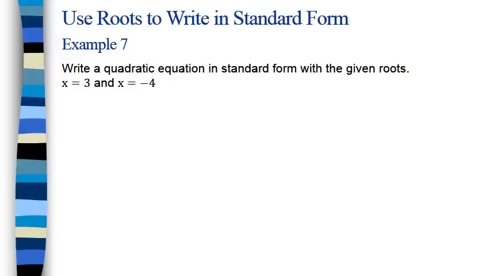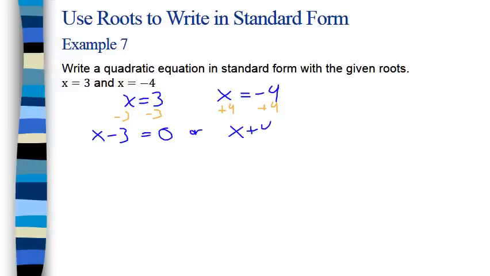Okay, so let's do an example. So if x equals 3 and x equals negative 4 are roots, then we can utilize our inverse operations, so subtract 3 on both sides or add 4 to both sides. And we end up with two expressions, so x minus 3 equals 0, or x plus 4 equals 0. This means we can write both of these as products, and they'll both equal 0. So x minus 3 times x plus 4 must also equal 0.